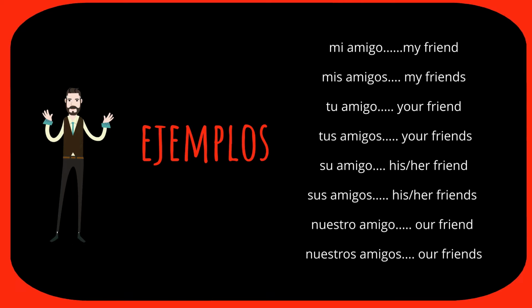Is this making sense? Let's see the next ejemplo. Su amigo means his or her friend, singular. But when you add an S and you say sus amigos, you're actually saying his or her friends, plural. Nuestro amigo means our friend. Nuestros amigos, our friends, plural.